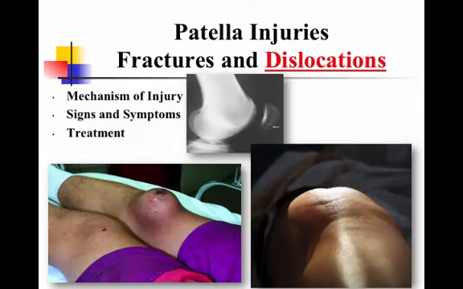Slide 36. Fractured patellas can be caused by either direct or indirect trauma. Dislocated patellas occur during deceleration, planting of the foot, and simultaneously cutting in an opposite direction. Most patellas dislocate laterally, as seen in this picture. In fractures, there is immediate pain and swelling.